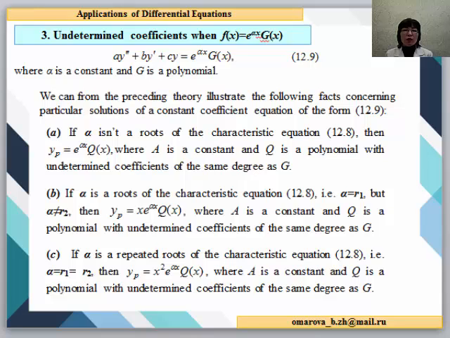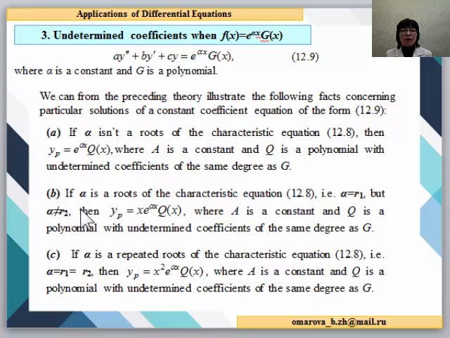Part A, if alpha isn't a root of the characteristic equation 12.8, then we will look for a particular solution of the form where a is a constant and q is a polynomial with indeterminate coefficients of the same degree as g.